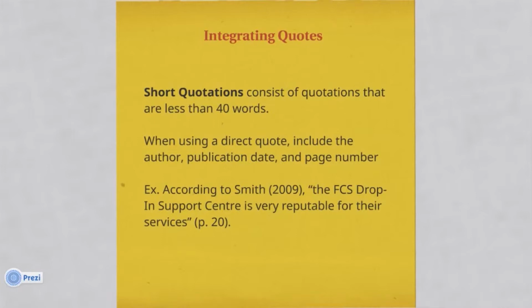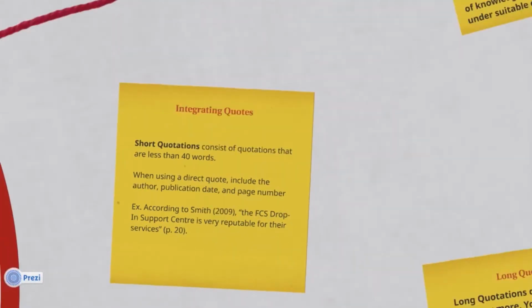Short quotations, mostly what you'll be relying on in your essays, consist of 40 words or less. When you're using a direct quote, include the author, the publication date, and the page number. Here's an example. According to Smith, 2009, "the FCS Drop-In Support Center is very reputable for their services." End quote, page 20.